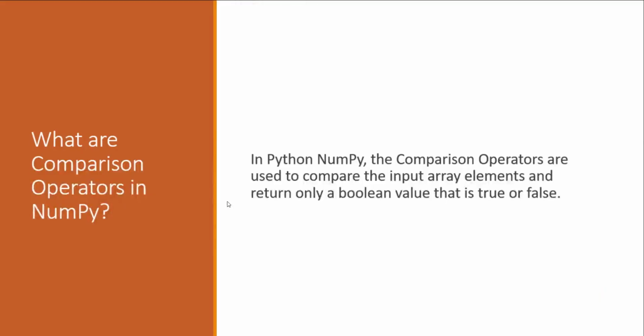Now we will understand what comparison operators in NumPy are. Basically, comparison operators in NumPy are used to compare the input array elements, and they will always return only a boolean value, that is true or false. For example, we will compare the value of x to the value of y and print the result as true or false. In this example our value of x is equal to 4, which is smaller than y, that is 5. So when we print x greater than y, it compares the value of x to y, and it always returns false, because we have taken x equal to 4 and y equal to 5.